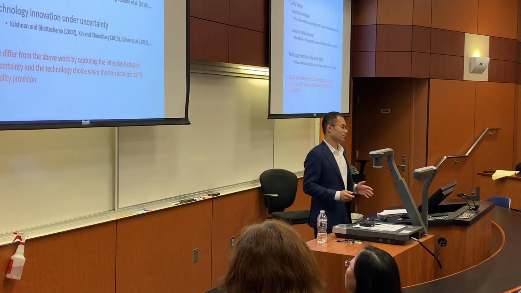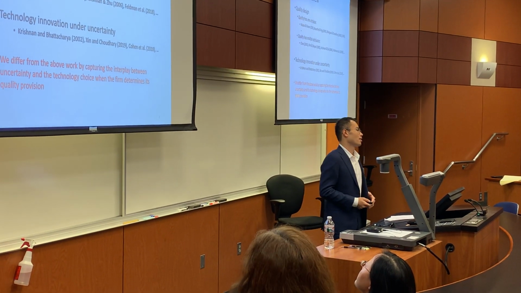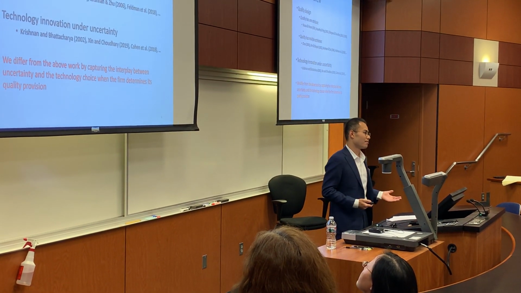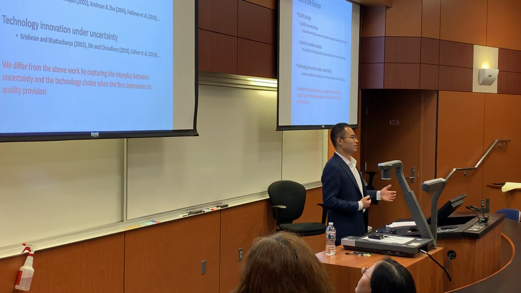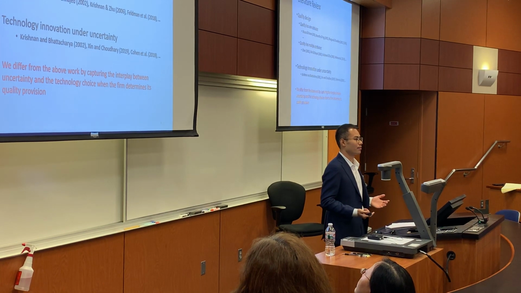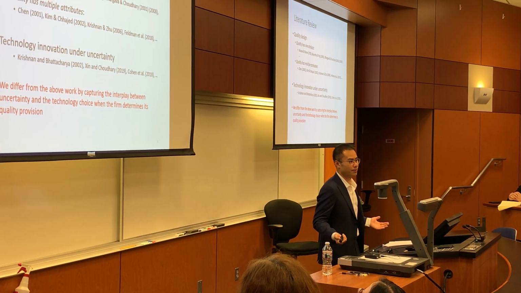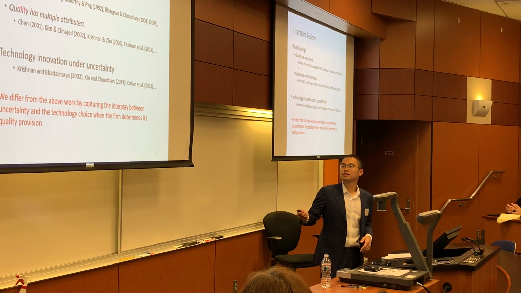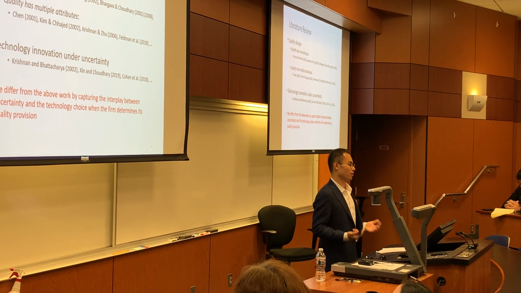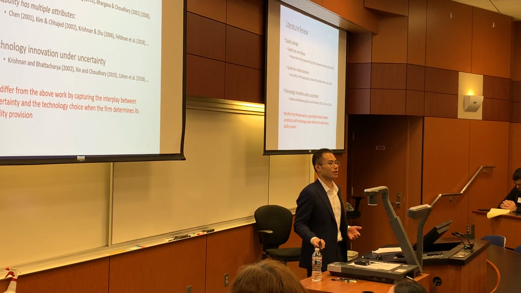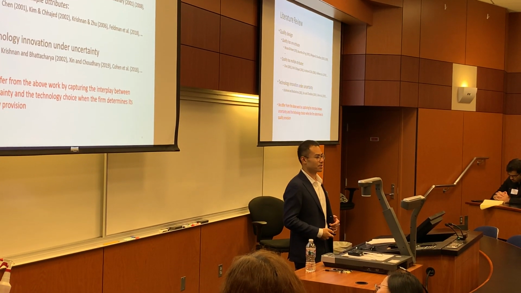So we position our work in the intersection of two literature streams. The first literature looks at the problem of quality design. Specifically, how does a firm offer a family of quality differentiated products to the market? And then whether the firm should do it sequentially or simultaneously. In some of the papers, the authors also model quality as a multi-attribute construct. So we borrow some of the modeling elements from these papers.